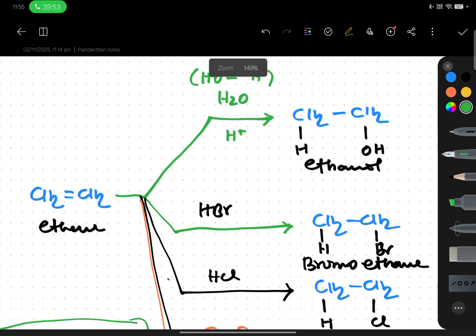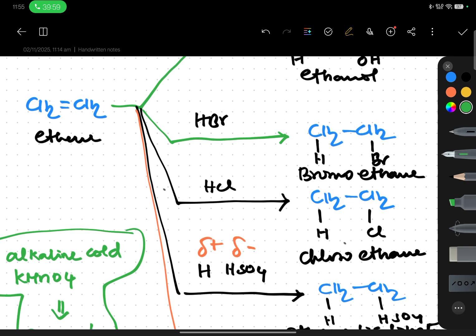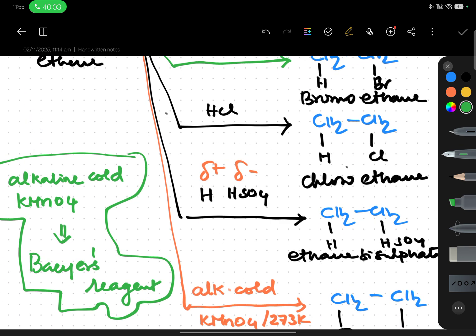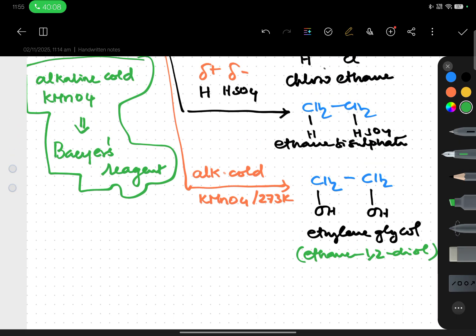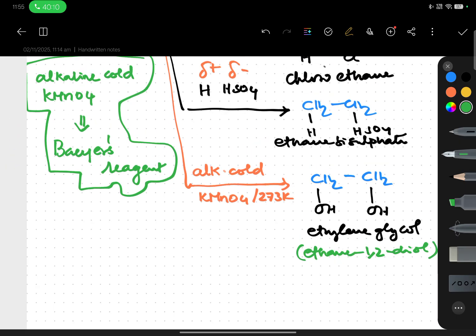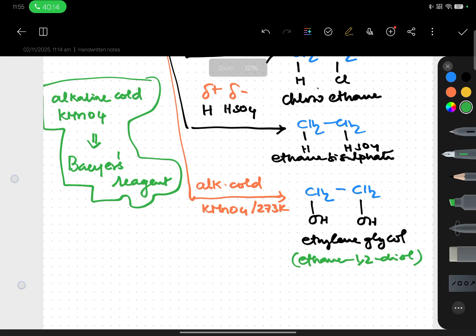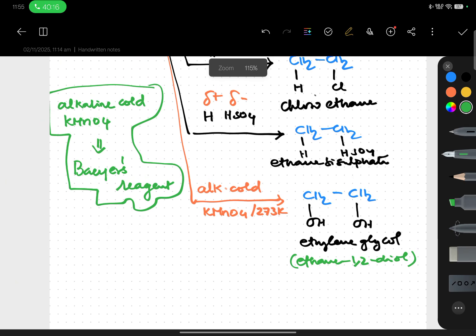So let me repeat what we have seen. We have ethene reacting with water to give ethanol. Ethene reacts with HBr to give bromoethane. With HCl it gives chloroethane. With sulfuric acid it forms ethyl bisulfate. When it is treated with alkaline cold KMnO4 at 273 Kelvin, which is also called Baeyer's reagent, it gives you dihydroxyl group.